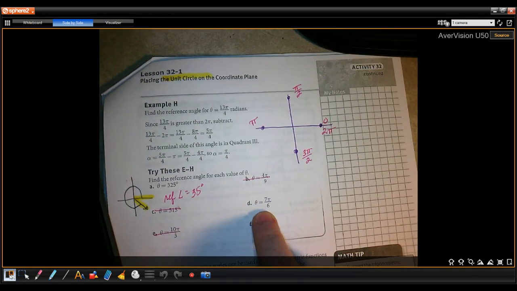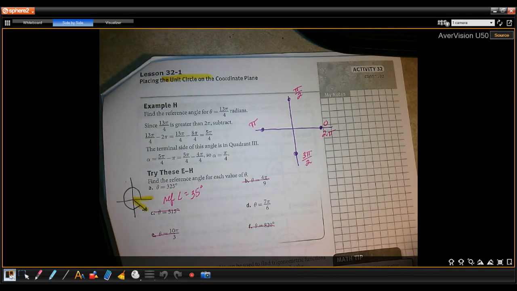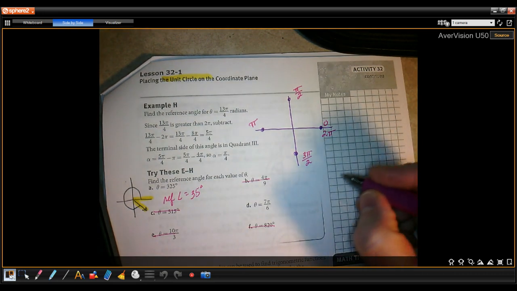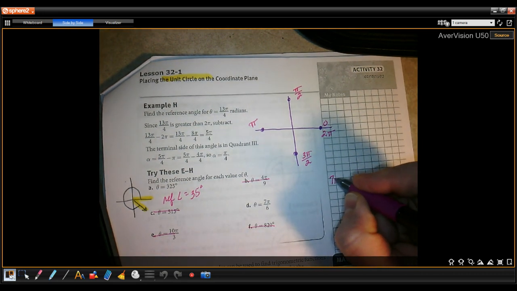Okay, so let's do D. So D is one way we can do it. There's a couple ways we can do it. So until you get really good at it, some of you might do this. Some of you might say, okay, 7 pi over 6.